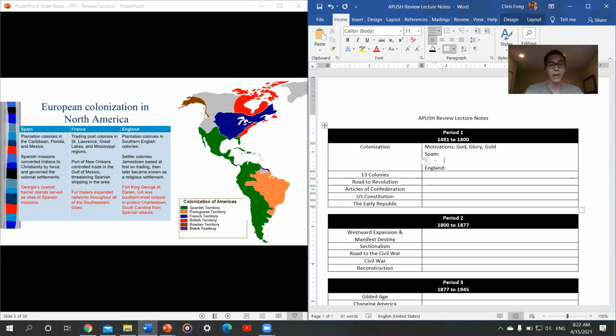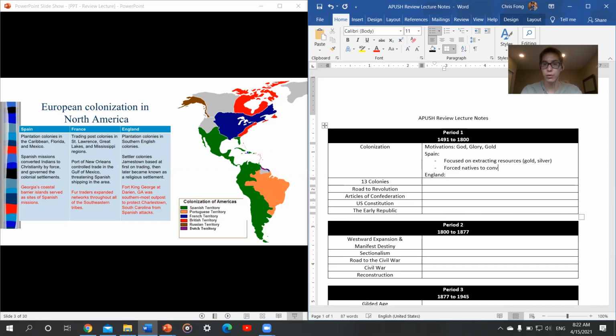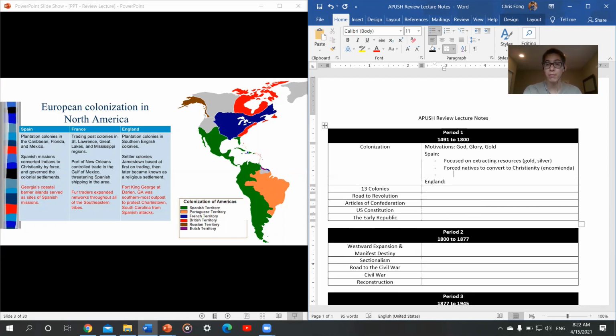colonial regions, Spain, they develop plantation economies. They oftentimes converted the native peoples of Latin America to Christians, forced them to convert to Christianity by force, and treated them quite brutally. And so Spain, what they did is they were focused on extracting resources, gold, silver, especially. They forced the natives to convert to Christianity. You might remember the encomienda system that basically forced natives into forced labor.